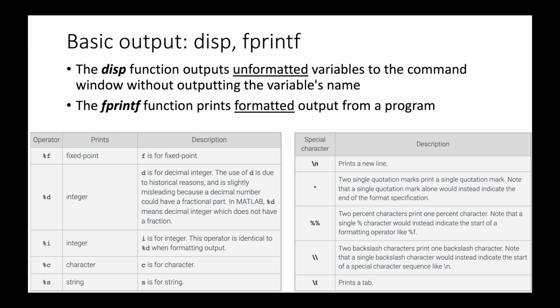First is display. The display function outputs unformatted variables to the command window, and the second one is fprintf, with which you can actually format your output from a program. But how do we format it?